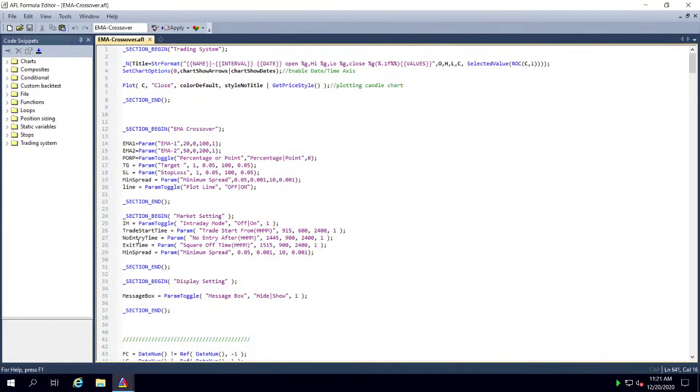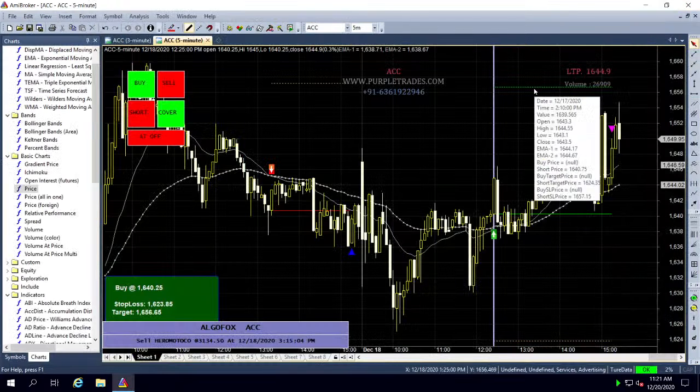But if you don't know about coding, don't worry about all of these things. At the end of the session, I'll tell you how to get all of this strategy for free. Now let us move ahead.